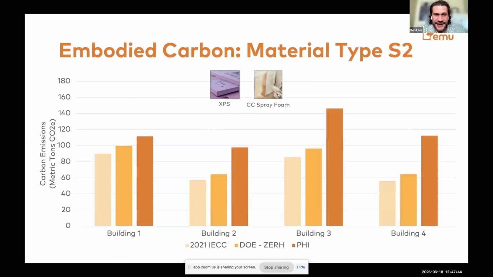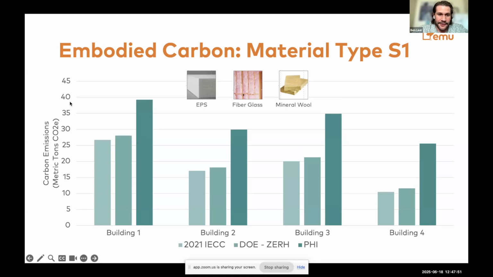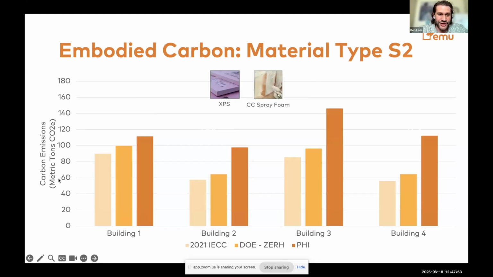As we move to material type 2, you can see that our embodied energy went way up. So now we're at 140, where before we were at closer to 40. And this is metric tons of CO2 equivalent. So this is for the entire project. So how much energy went into the materials, specifically the insulation materials within these projects. So using closed cell spray foam and XPS, that has a huge embodied carbon implication. And again, if we're going to passive house, it's going to be more in pretty much every scenario.